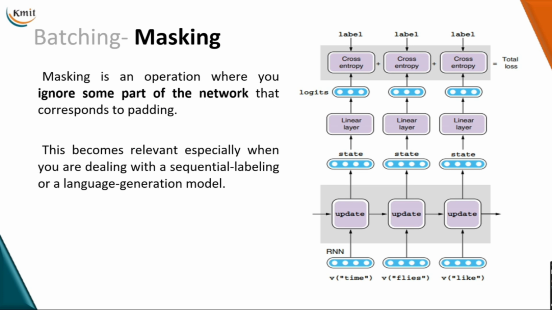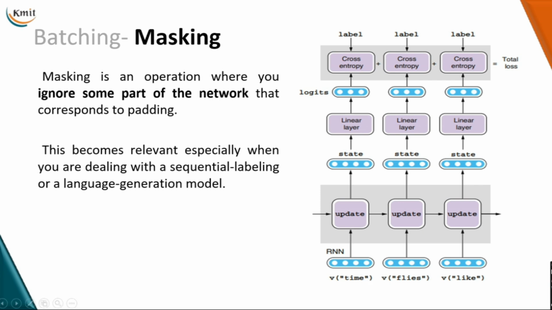After padding and sorting, the next technique is masking. One final detail that you need to pay attention to is masking. Masking is an operation where you ignore the part of the network that corresponds to padding. This becomes relevant especially when you're dealing with sequential labeling or language modeling. To recap, sequential labeling is a task where the system assigns a label per token, like NER and POS. We have built POS tagger and NER models.